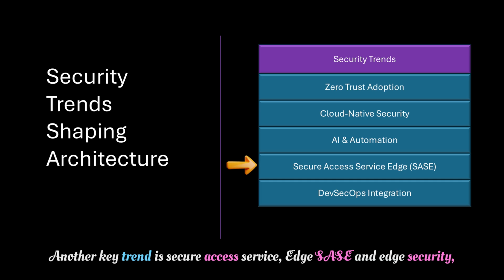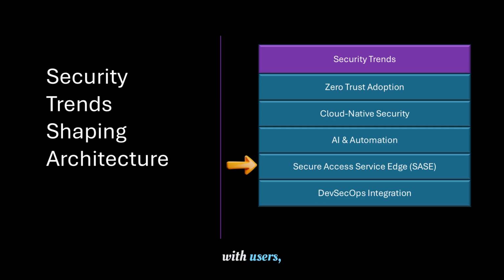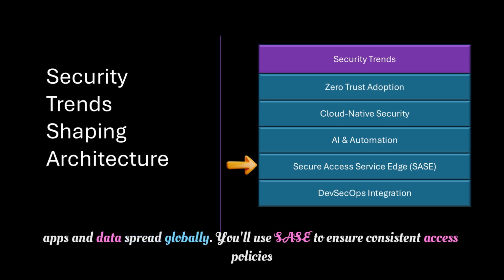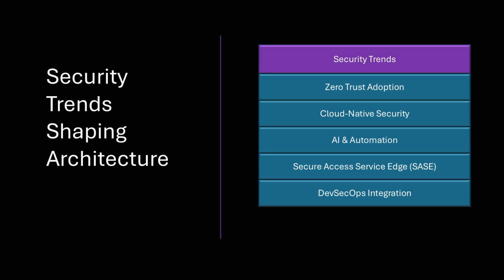Another key trend is Secure Access Service Edge, SASE, and Edge Security, where you combine networking and security functions in a cloud-delivered model. With users, apps, and data spread globally, you'll use SASE to ensure consistent access policies and security controls, no matter where your users are connecting from.